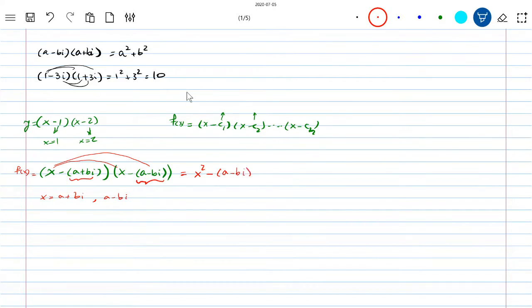So here, a minus bi times x. How about this parentheses times x? I'll get minus a plus bi x, and this parentheses times the other. Negative times negative becomes positive, and what I have is a minus bi times a plus bi. This is if I multiply the terms together. Let me erase this part.